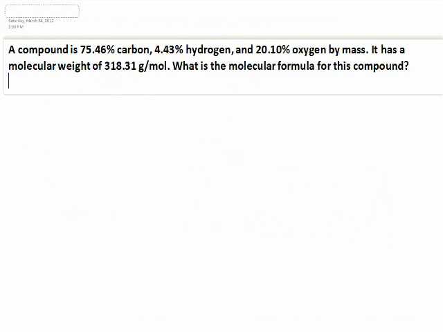Now this is a more difficult and challenging problem. But if we follow the same steps that we've learned so far, it shouldn't be so difficult. It just might be a little long. So if you have a compound that is 75.46% carbon, 4.43% hydrogen, and 20.10% oxygen by mass, it has a molecular weight of 318.31 grams per mole. So that's the molecular mass, not the empirical formula mass. What is the molecular formula for this compound? We need to do really the same thing. We have to find the empirical formula first.